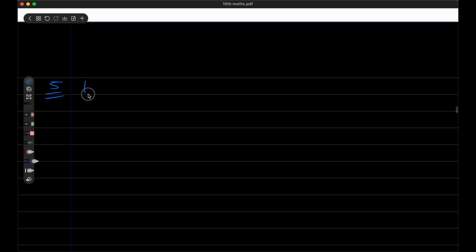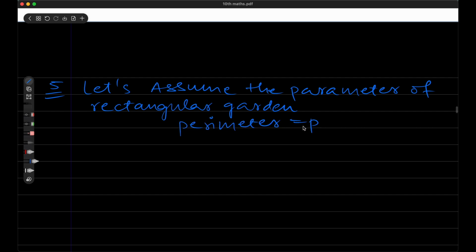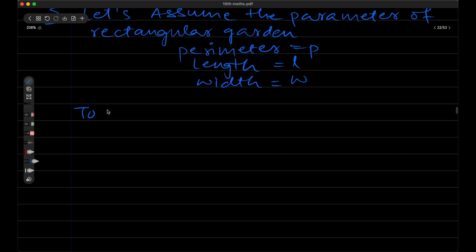Question number 5. Let's assume the perimeter of the rectangular garden, that is perimeter, equals P, length equals L and width equals W. We have to find what is the length and what is the width.